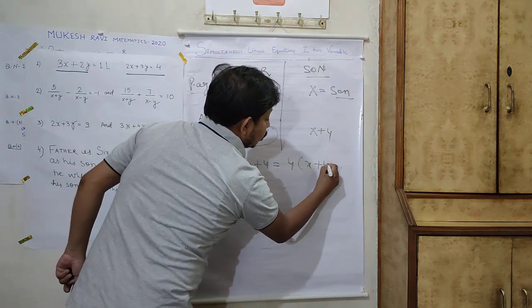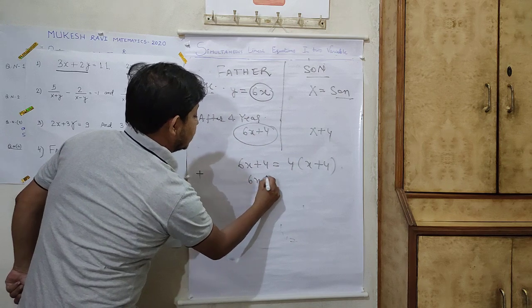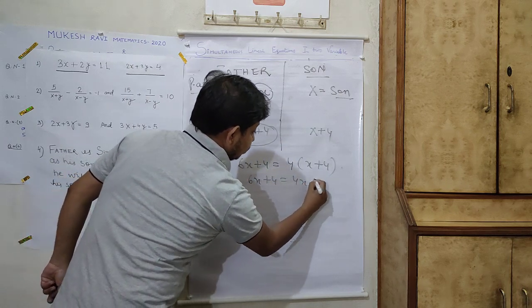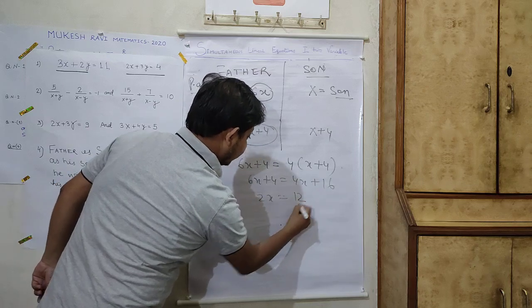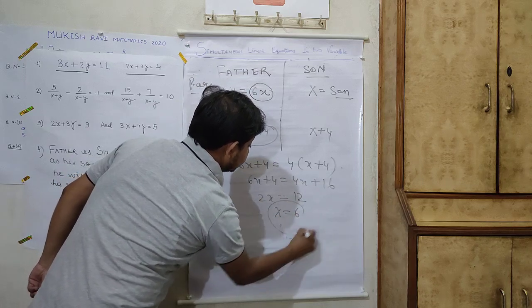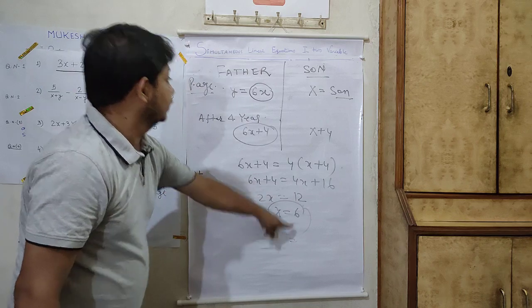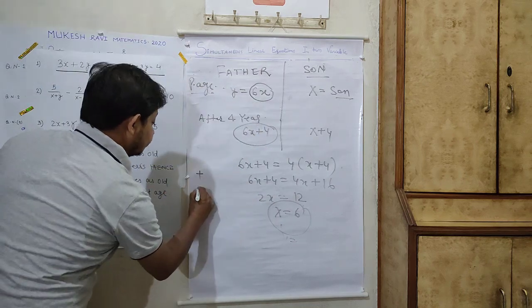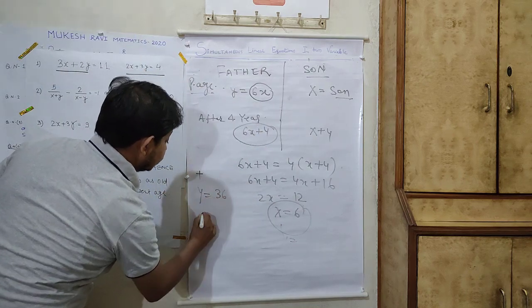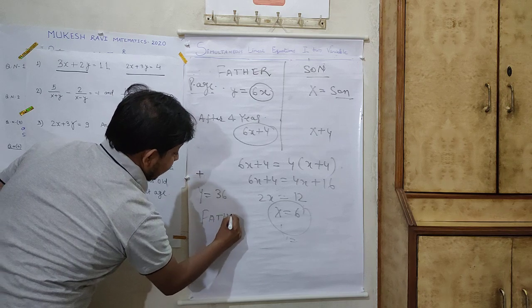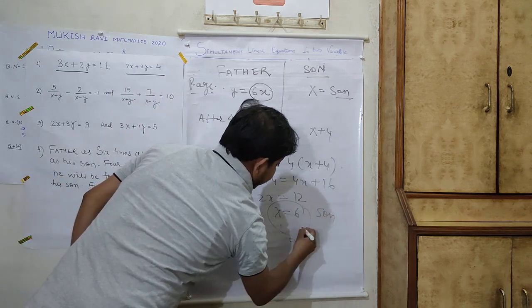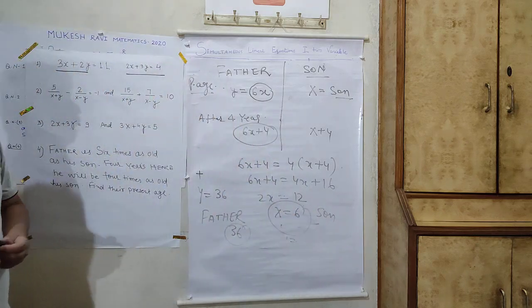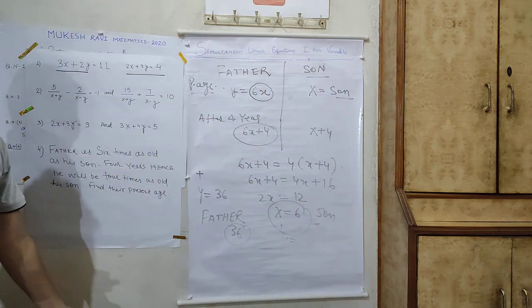4 times as old as his son. 6x plus 4 equal to 4 times (x plus 4). This is 2x is equal to 12, x equal to 6. So son equal to 6. Father equal to 36. So father 36, son 6. This is your answer, in a very easy manner.